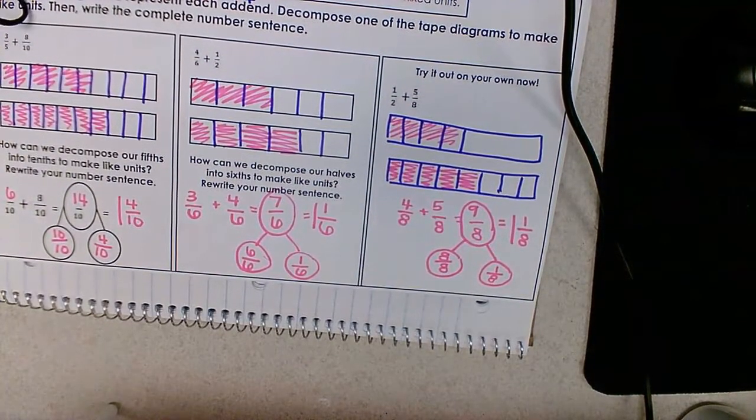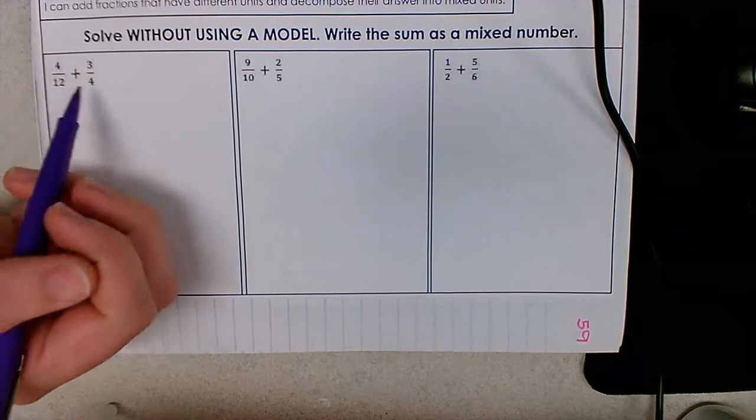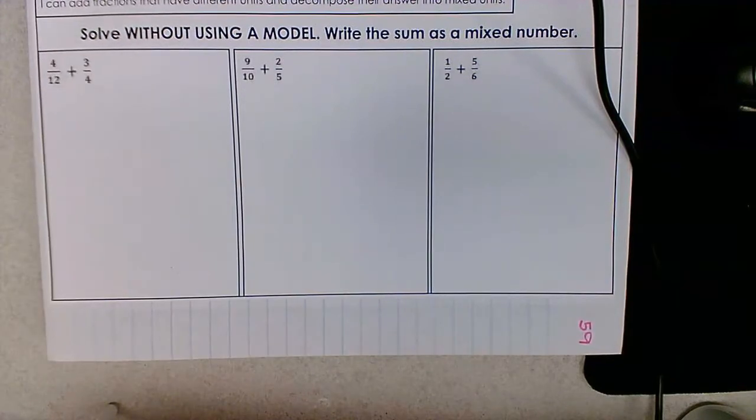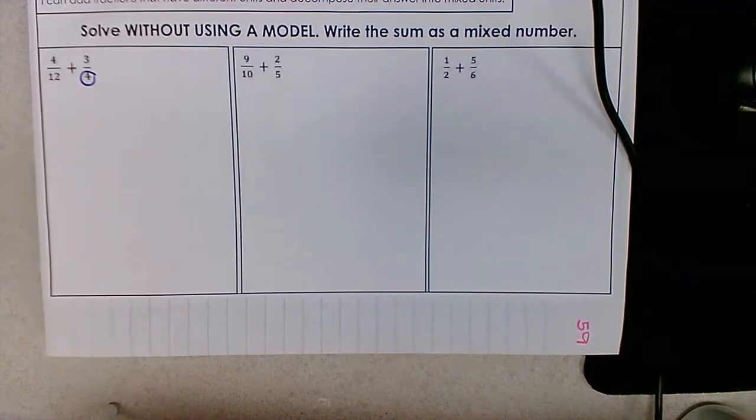Let's try it again without visual models. This time we're going to solve without a model. We're just going to use what we already know about multiplication and factors to help create like units. 4/12 and 3/4. I can't add them together because my units are not the same. I have 4ths. And I have 12ths.